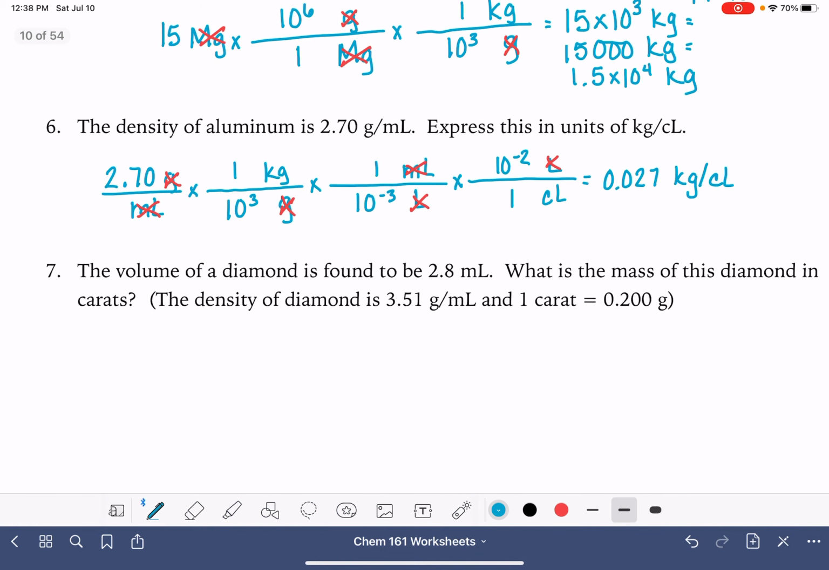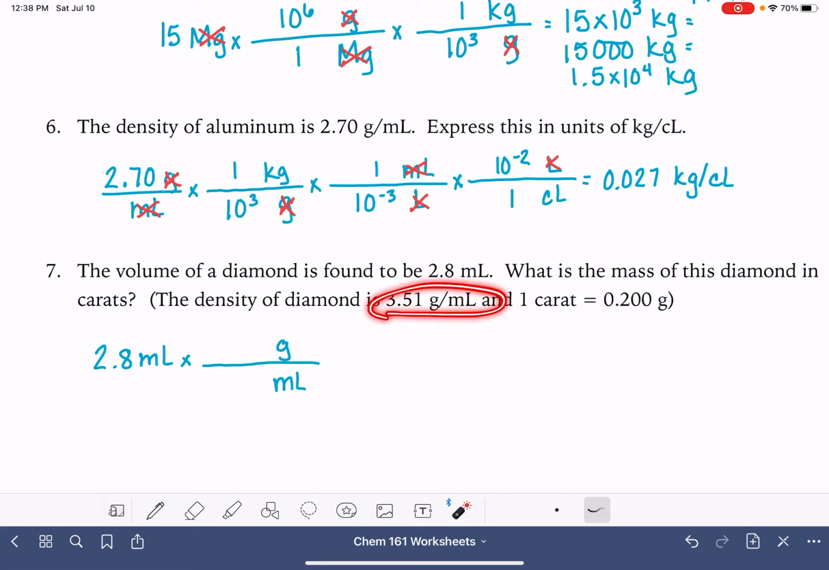This is telling us that the volume of a diamond is 2.8 milliliters, and it wants us to express this in units of carats. Oh, it's asking us what the mass is. So density is a conversion factor. It allows us to convert between units of grams and milliliters. We can use the density to convert between mass and a volume of an object. So in this problem, we're going to be using the density to convert from milliliters into grams. The density tells us that there are 3.51 grams in every milliliter, so those units will cancel out.